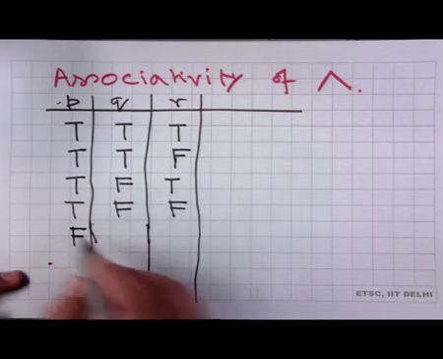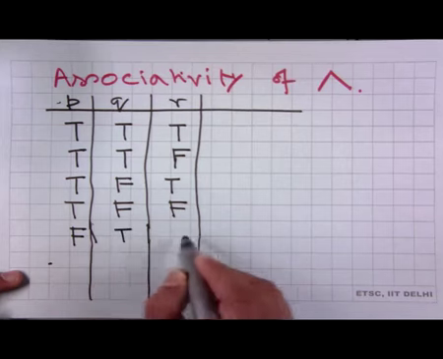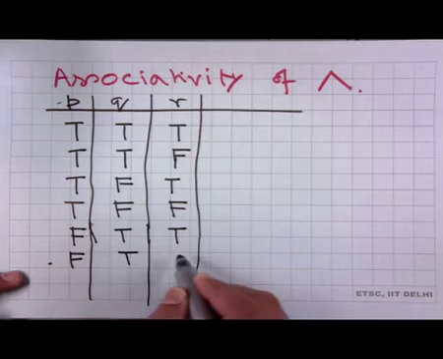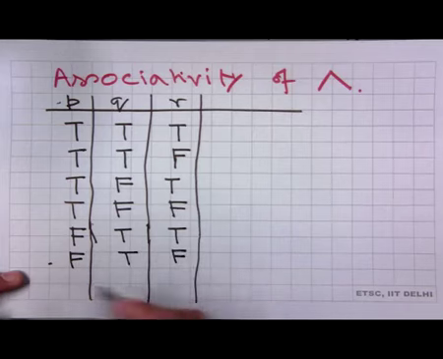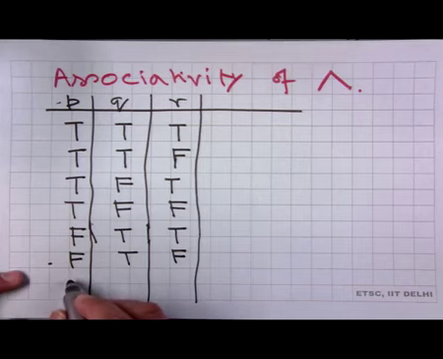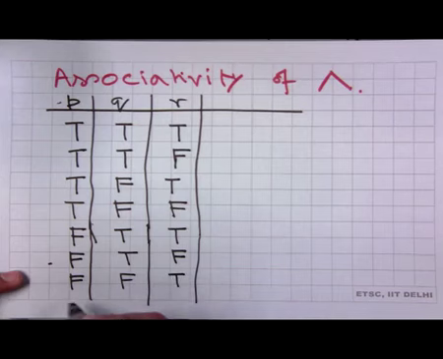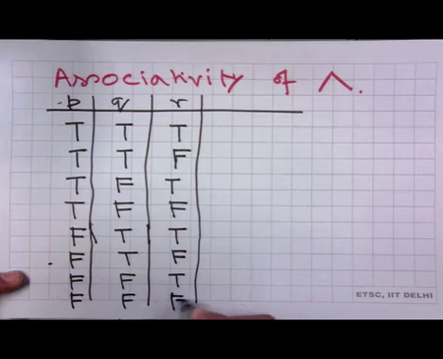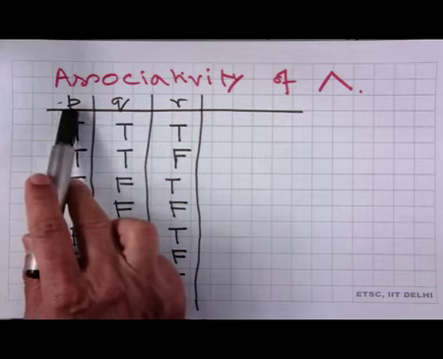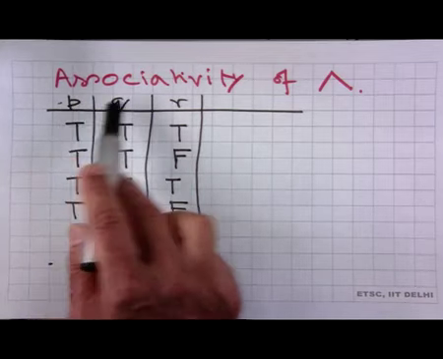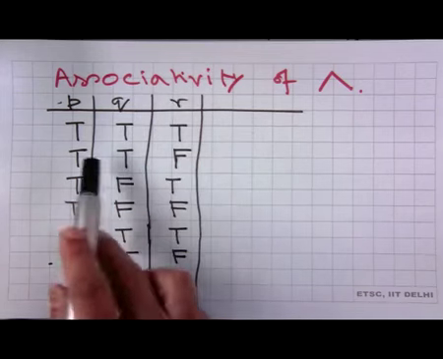Now, we write F T T F T F. Now, F F T and F F F. These are the 8 possibilities that the truth values of the 3 statements P, Q and R can take.